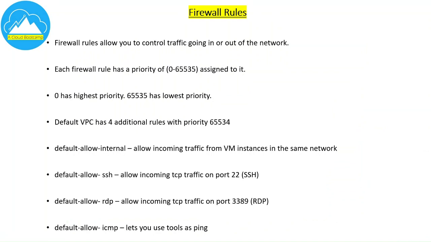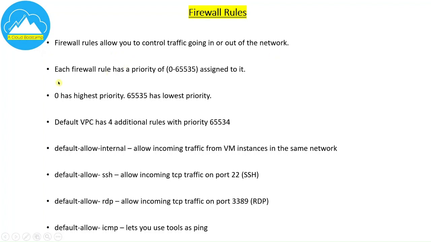As you know, a firewall acts like a gatekeeper, which will basically allow or block the incoming and the outgoing traffic of the network. It is basically a security product, you can consider. And a firewall rule allows you to control the traffic going in or out of the network, as we discussed.